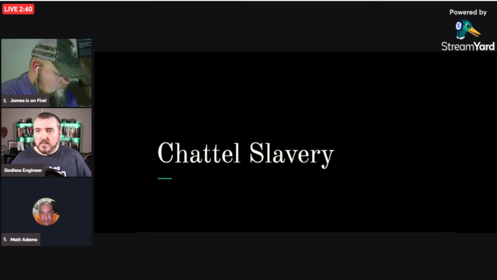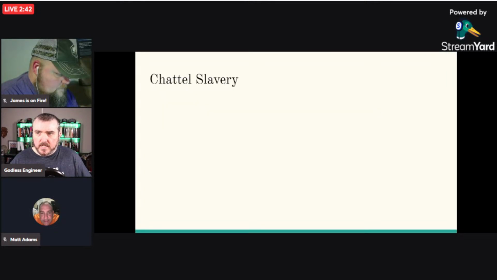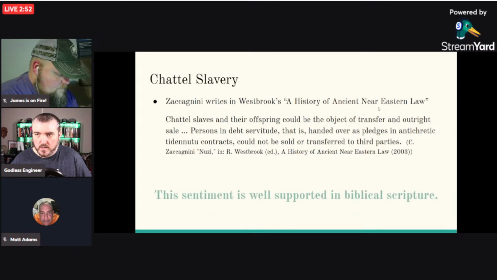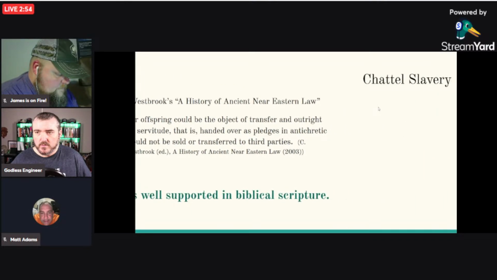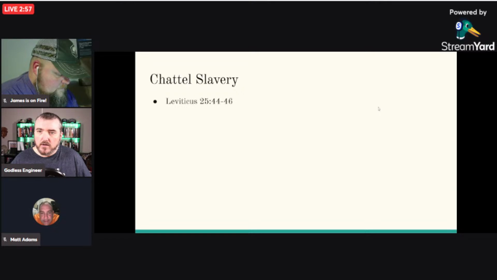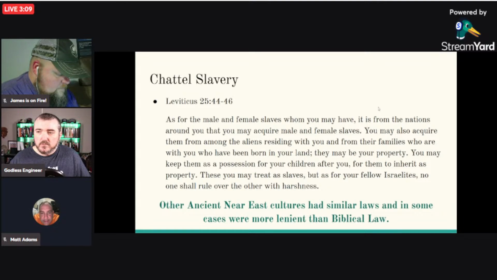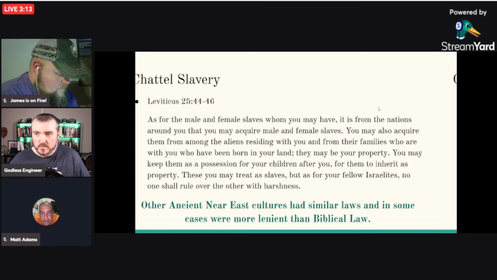Now, let's look at chattel slavery. Zaccagnini writes in Westbrook's A History of Ancient Near Eastern Law that chattel slaves and their offspring, unlike people in debt servitude, could be transferred or sold. This sentiment is well supported in biblical literature. The obvious verse to cite here is Leviticus 25:44-46, which states that you can purchase chattel slaves from the nations around you and pass them down to your children as property, but you cannot treat Israelites this way. God makes a clear distinction here between foreigners and fellow Israelites and how you should treat them differently.